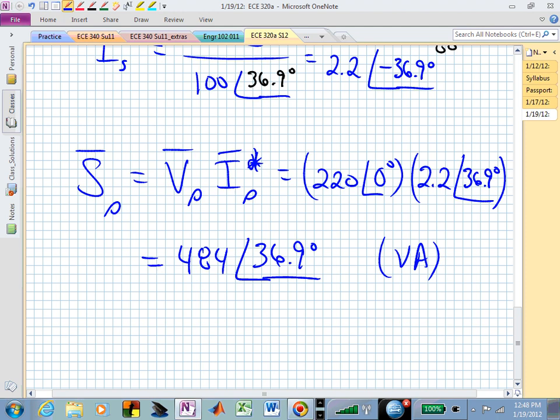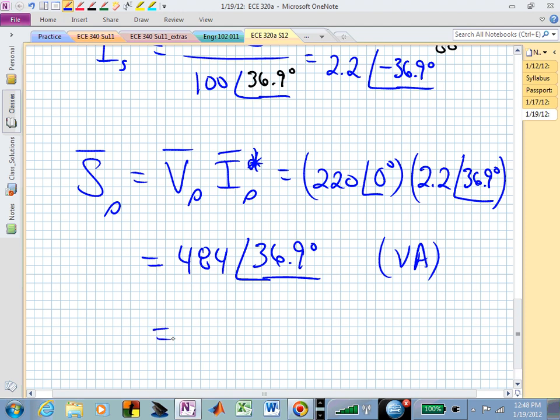And we can do that by plugging this into our calculator and going from polar to rectangular. We take 484 times the cosine of 36.9. That's our real power. Or we simply convert this angle through Euler and say this is cosine 36.9 plus j sine 36.9. And then multiply that times this magnitude of 484. Then we have our power in the two pieces, our real piece and our reactive piece.